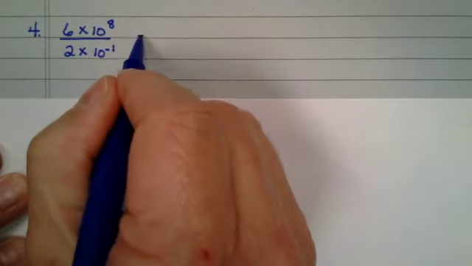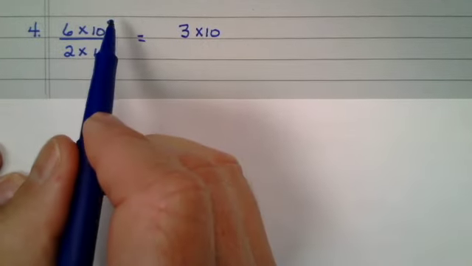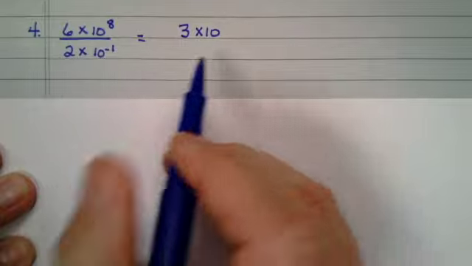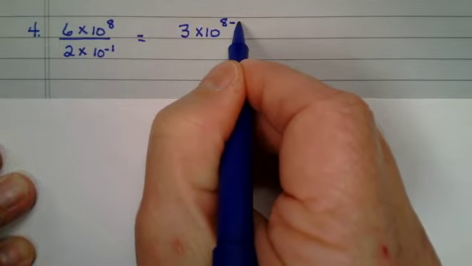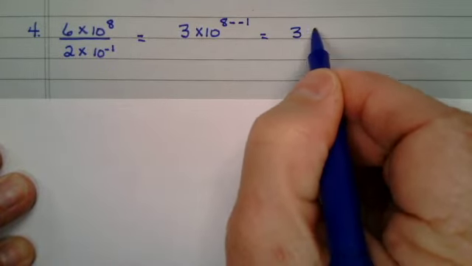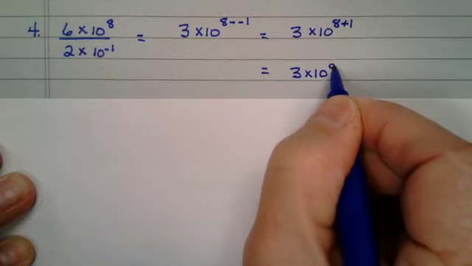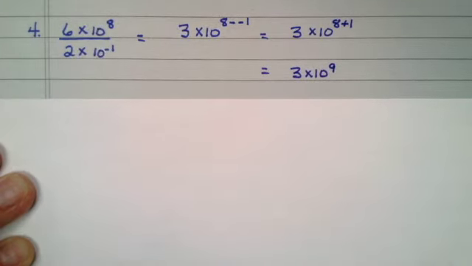6 divided by 2 is 3 times 10. This is 8 minus a negative 1. That's going to be 8 plus 1. 3 times 10 to the 9th power.